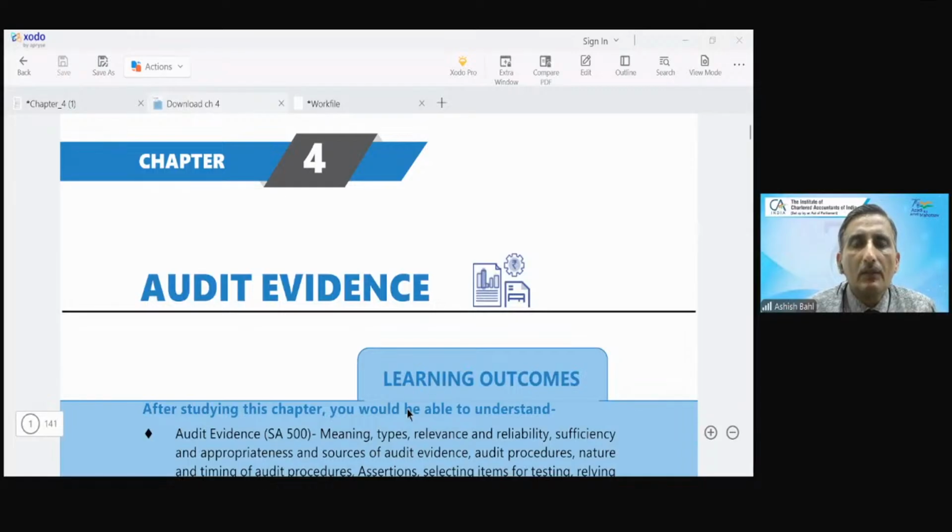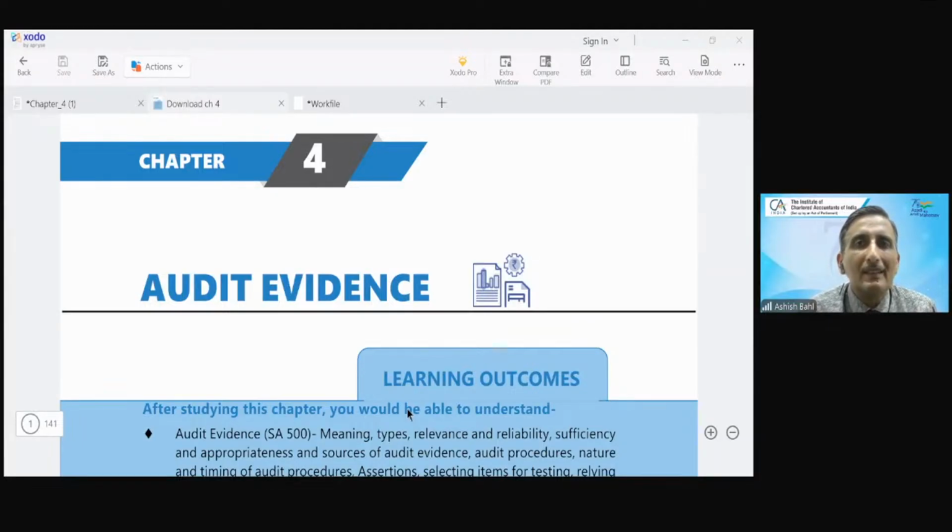So today, students, as you know, we are going to revise chapter 4, that is audit evidence. We shall briefly touch upon the concepts, and we will also try to discuss few questions which have been uploaded on the portal in your app.